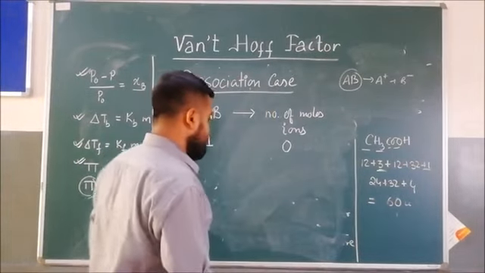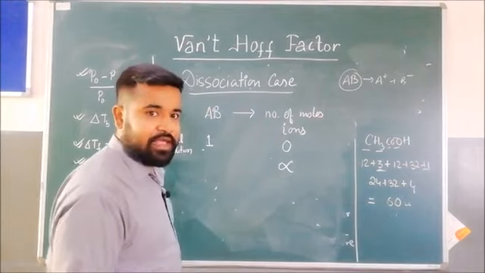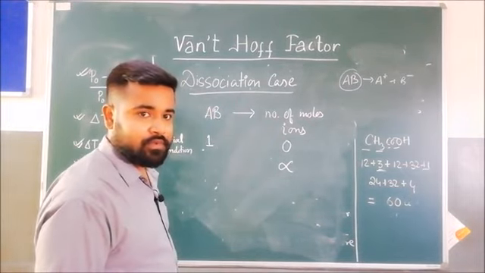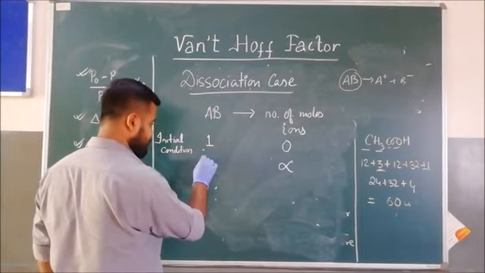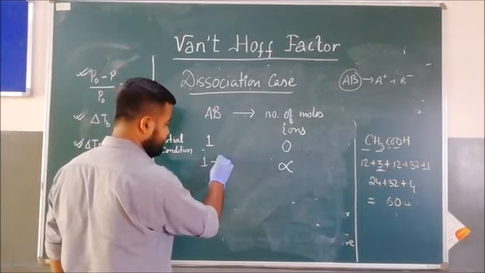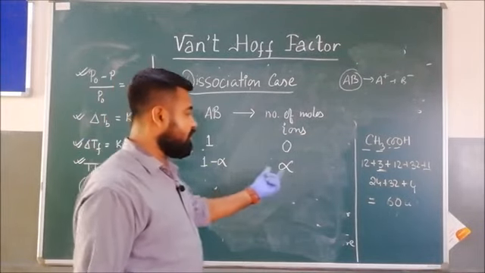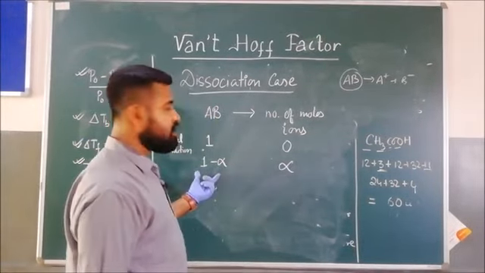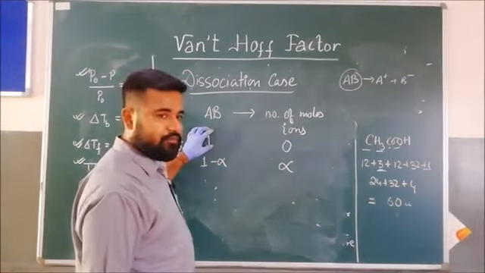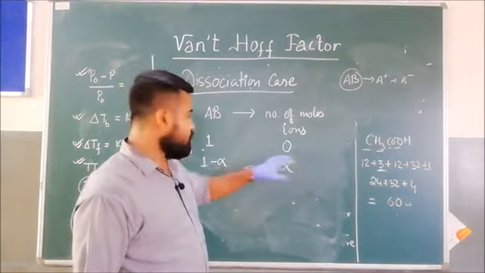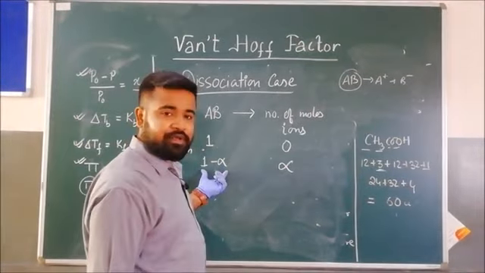Now what happened? Alpha amount of ions has formed. So in that case, what can we write? How much has been left? Total amount is 1, from that alpha amount has formed. So what is the remaining amount of AB? 1 minus alpha. So 1 minus alpha.